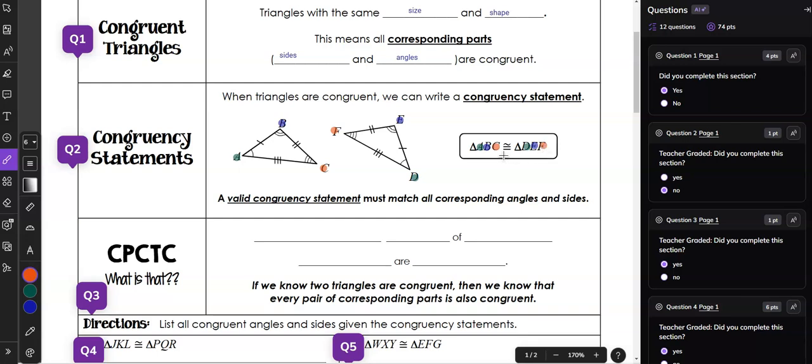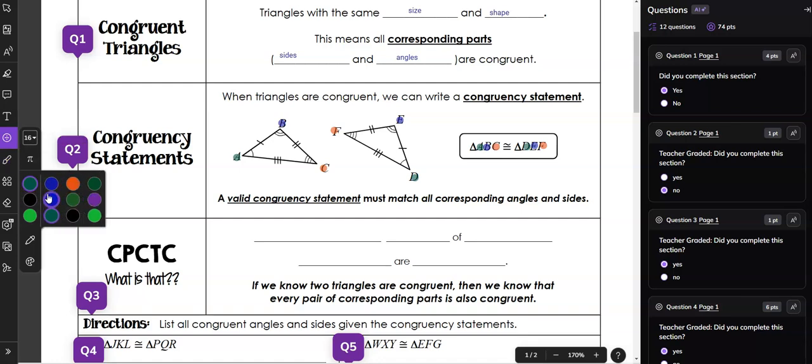Now you'll notice that the order of the dots that I've done here is the same. It's green, blue, orange, green, blue, orange. So as long as you are writing them in the same order, green, blue, orange, or orange, blue, green, it doesn't matter, then you can write a different congruency statement.